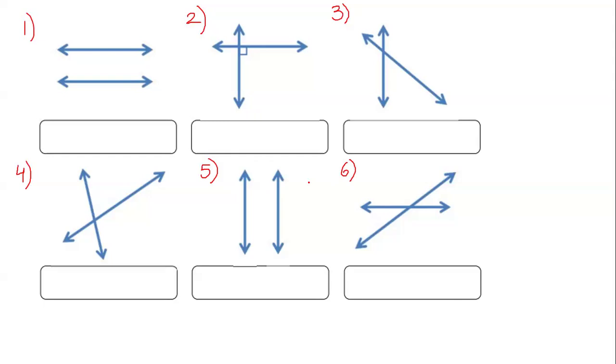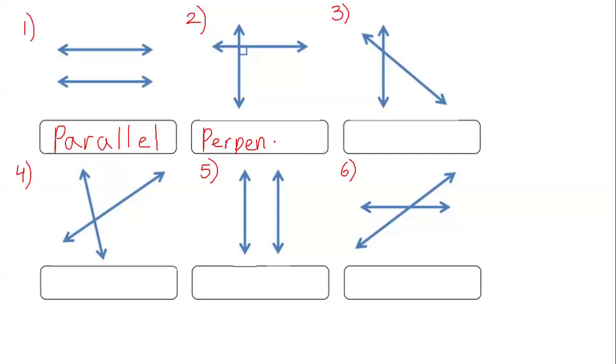Nateo, what you have for number 1? Parallel lines. Anyone else have number 1? Parallel. Very good. Number 1 is parallel. Number 2, what y'all have for number 2? Perpendicular. Perpendicular line. Yes, perpendicular. Very good. Look at these.